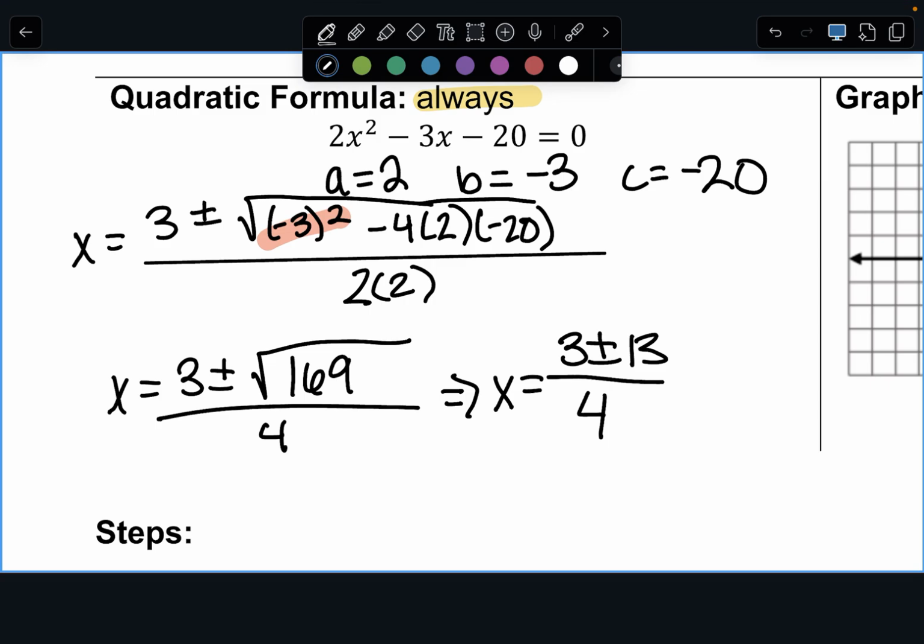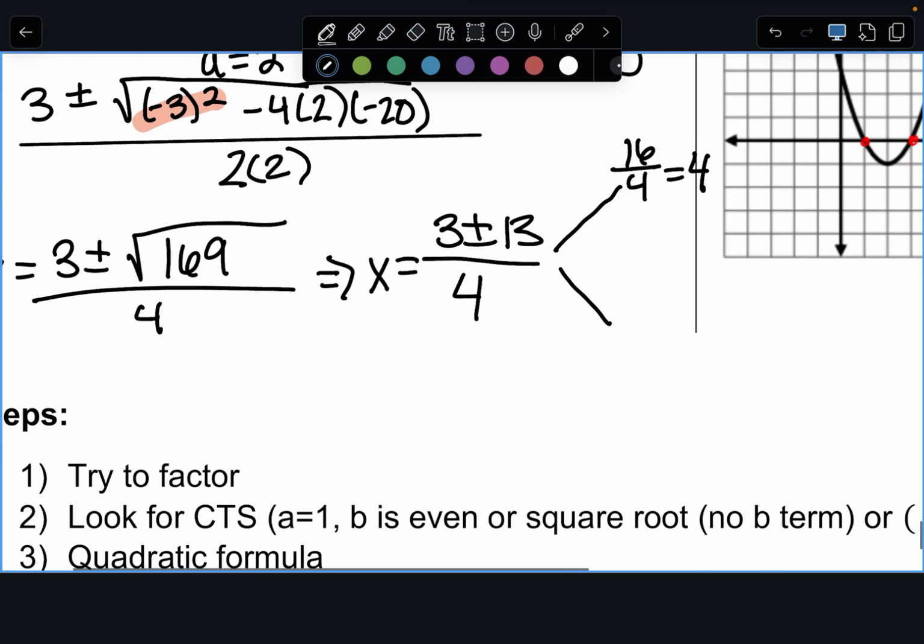Should I leave my answer like that? No. Why not? Yeah, these are all like terms. I can actually simplify this down the entire way. So we're going to split it up into the plus version and the minus version. So 3 plus 13, 16 over 4, which is 4. 3 minus 13, negative 10 over 4, so negative 5 over 2.